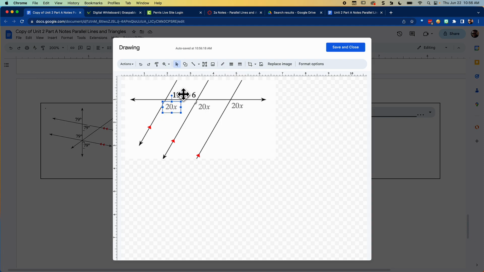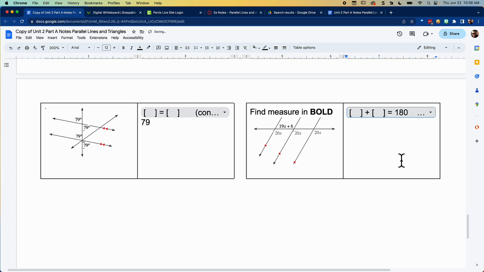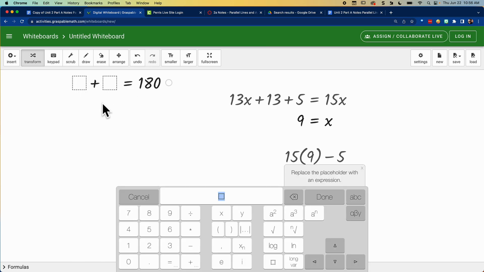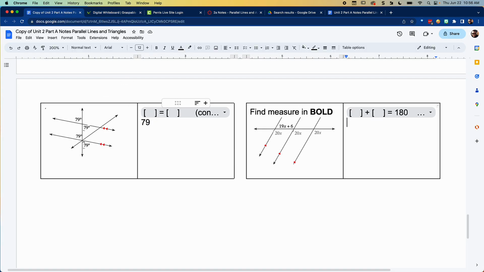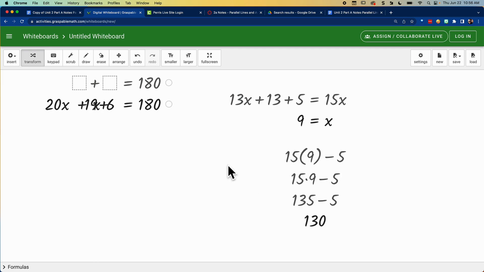What that does for me is it shows me that these two angles here far left are going to make a line. And if they make a line, that means that they're going to add up to 180. So I'm going to say that those are supplementary. And now I'll do my supplementary equation. Go back to the top where it says box plus box equals 180. One of the boxes was 20x. The other piece was 19x plus 6. So that's 19x plus 6.